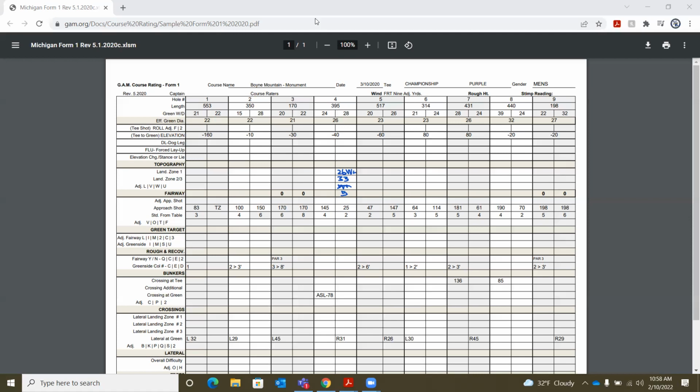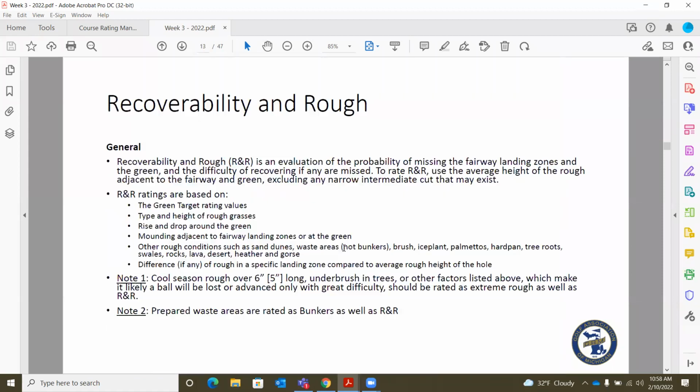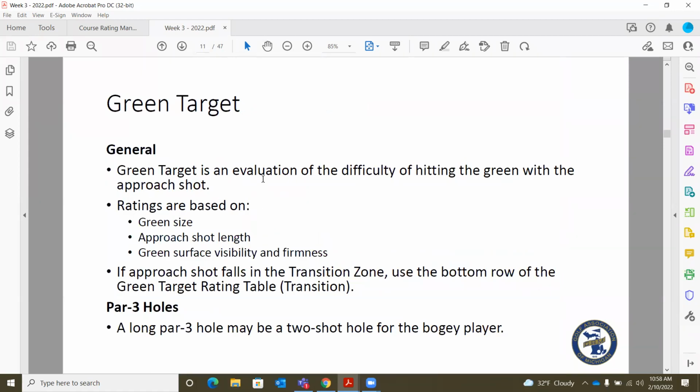All right. Any questions about fairway? All right, do we want to run through green target? Let's, why not? It shouldn't take too long for green target. We'll just talk about it for a minute or two and then we'll end for the day.